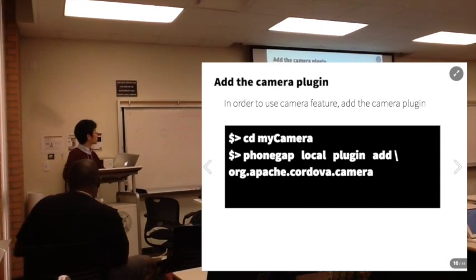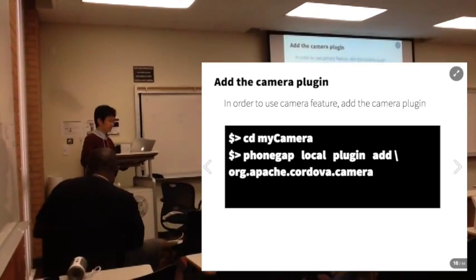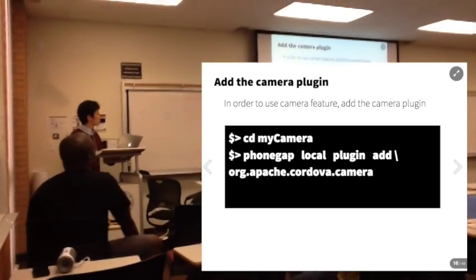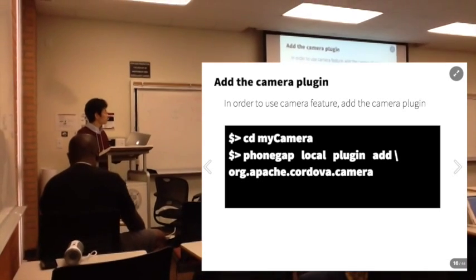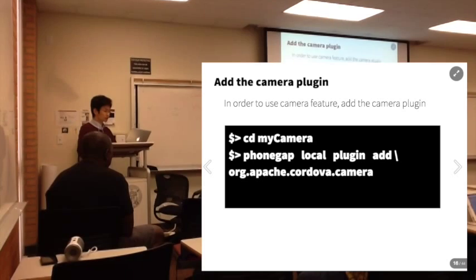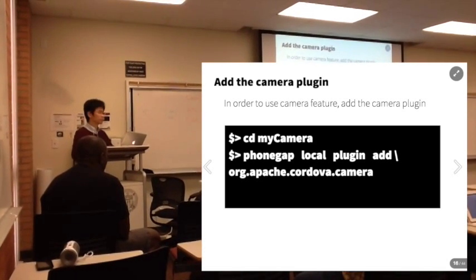Okay. In order to access the device camera, you need to install the camera plugin through the PhoneGap command. For this case, phonegap plugin add org.apache.cordova.camera.